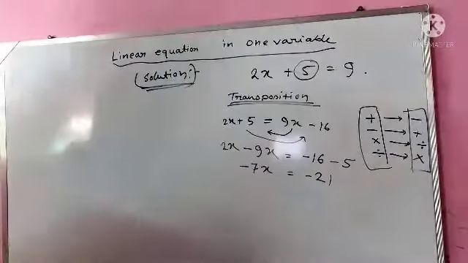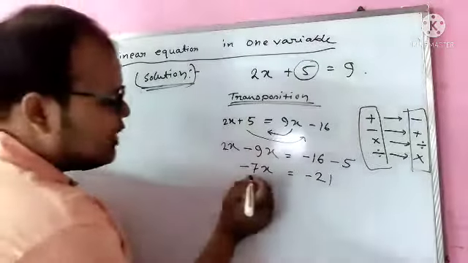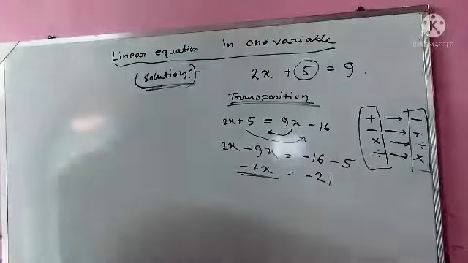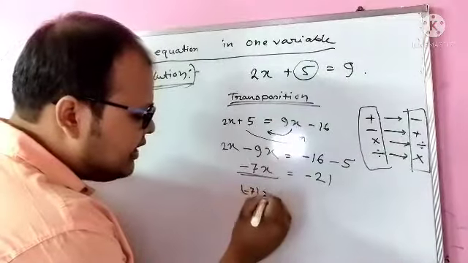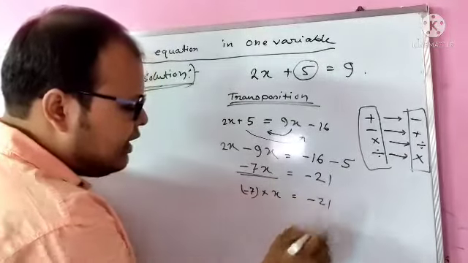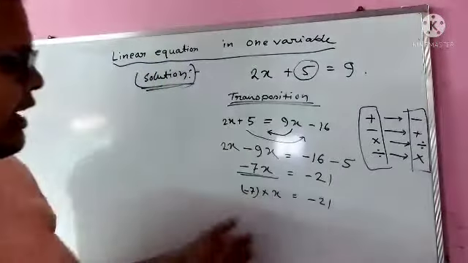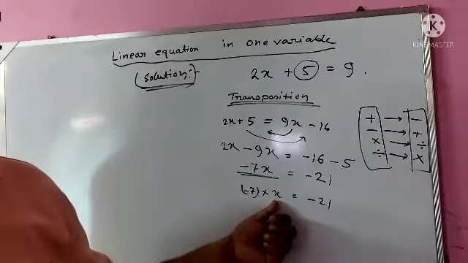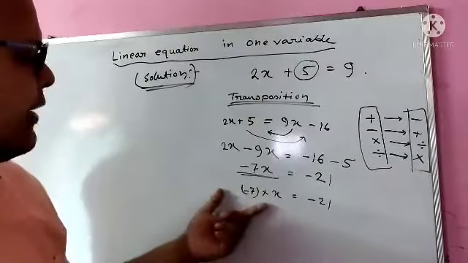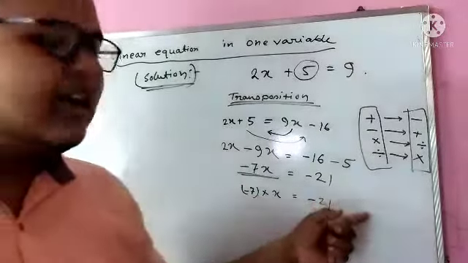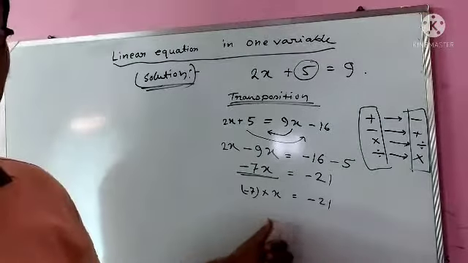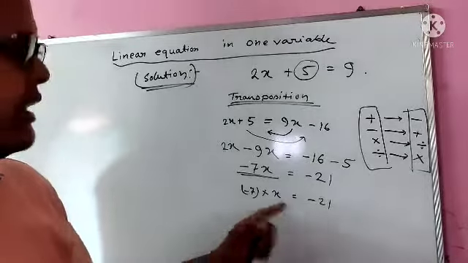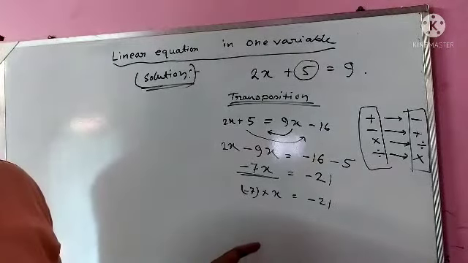Now what you have to do: check what your minus 7x is. Minus 7x means minus 7 into x. That means minus 7 is multiplied with the variable x. So if I want to take this minus 7 to the right hand side, because I know I have to make this x alone, nothing should be there along with the x, no coefficient also.